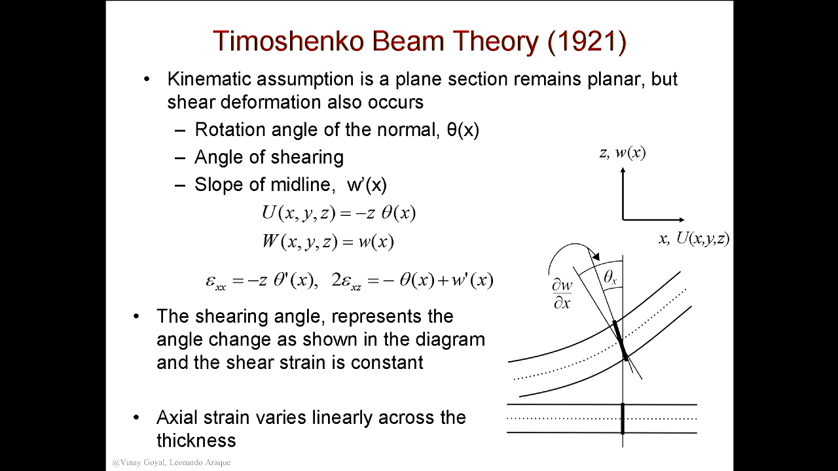And so if the shear strain is constant through the thickness, how do I get the shear stress then? Shear strain times shear modulus gives me shear stress, right? So what does that mean? Shear stress is constant through the thickness. But in reality, it's not. It's parabolic through the thickness. So what the shear correction factor is doing, and if you're interested, I can show you the derivation after class, is it corrects for that error.